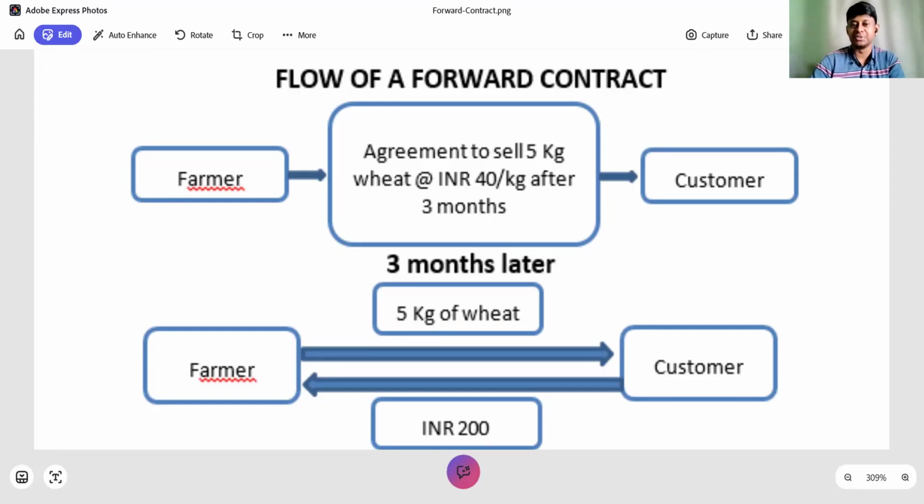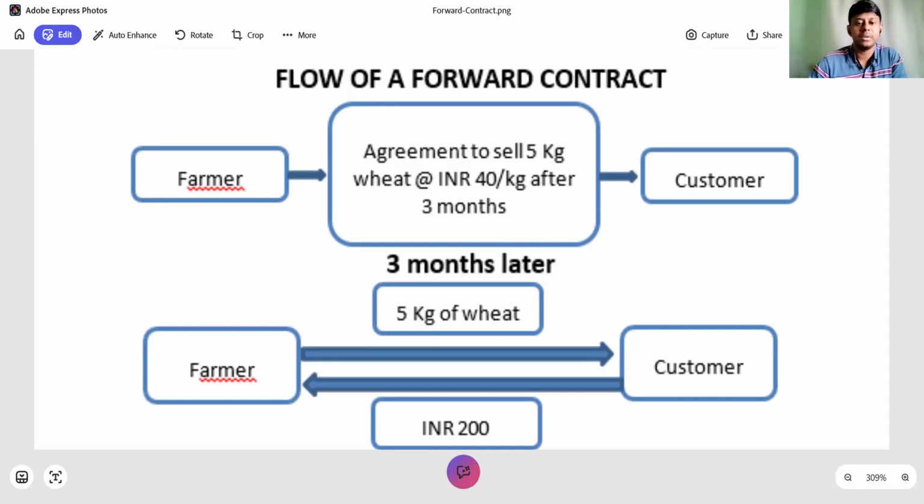But imagine the opposite situation. Suppose the market price falls to 25 per kilogram. Even though wheat is available at the lower price in the market, you are still legally required to buy it at 30 because that's what both parties agreed earlier. In this case, the farmer benefits while you incur a higher cost.